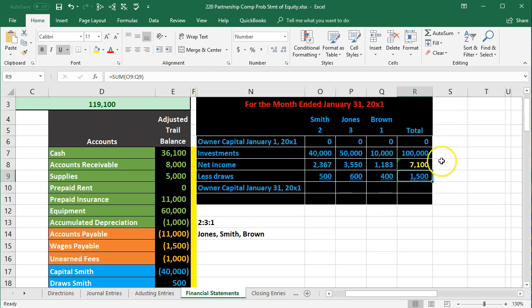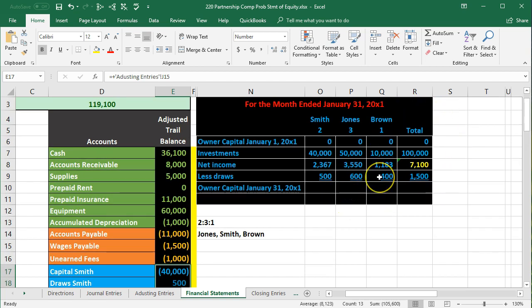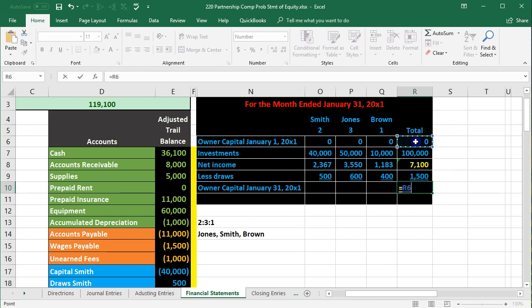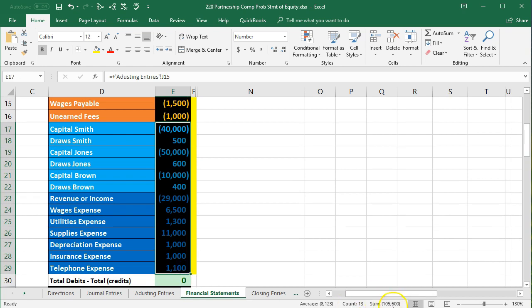And I'll do it starting with the total this time, because the total will give us this number. And we can check it without then going to these numbers. We can look at the total first, and that gives us a check that we can then apply to the rest. So I'm going to do a calculation here, which will be equals this plus, that's the initial capital account plus the investment plus net income minus or less draws, and enter. And that'll give us the 105,600. So that matches this, 105,600.